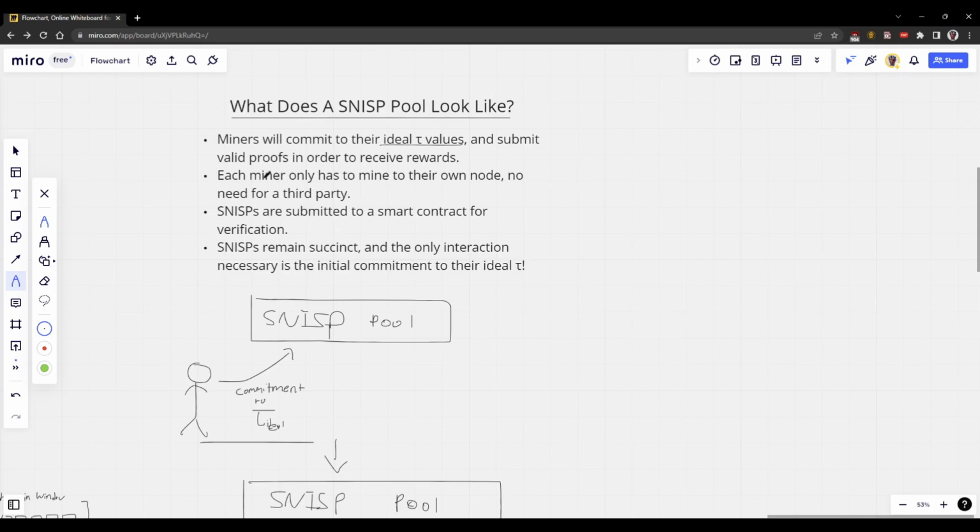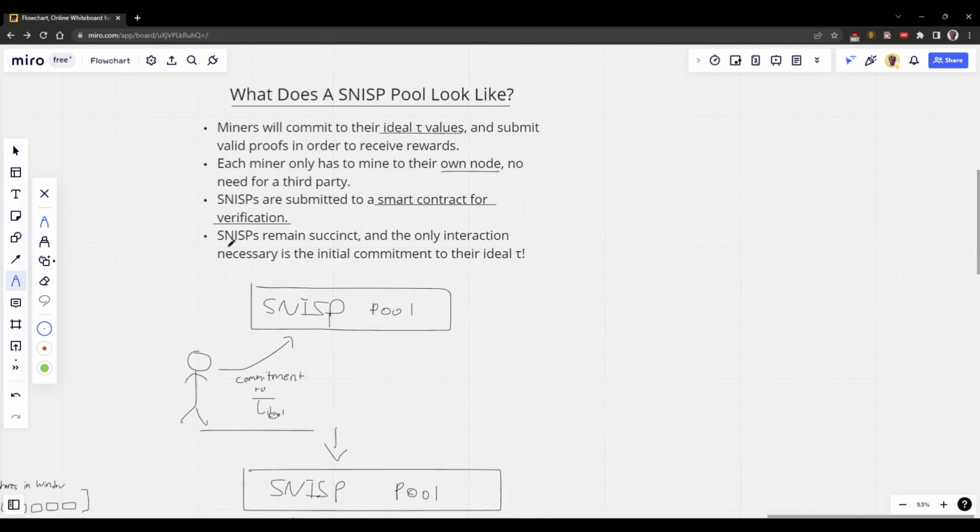Now, in a SNISP pool, a miner only has to mine to their own node because the pool itself is on the blockchain. SNISPs are going to be submitted to a smart contract for verification, just like the smart pool protocol, but it is a little bit different because it is non-interactive for the most part. Now, SNISPs are going to remain succinct, and the only interaction, as we said, that's necessary is the initial commitment to their ideal TAW value.